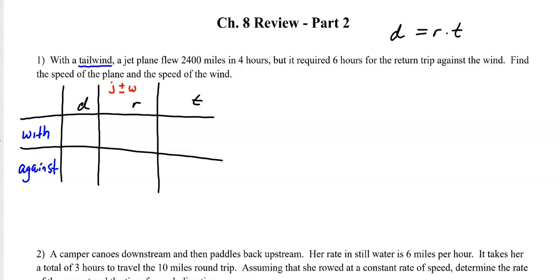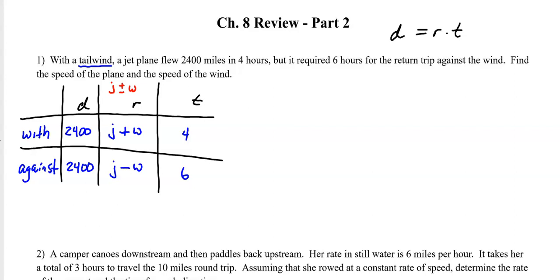So the jet plane flew 2,400 miles in 4 hours, but it required 6 hours to come back against the wind, same distance. So it looks like we do not know the jet speed or the wind speed. All right, so I'm going to just leave this in here as jet plus wind because we're with it, and then the jet speed subtract the wind when we're fighting it.